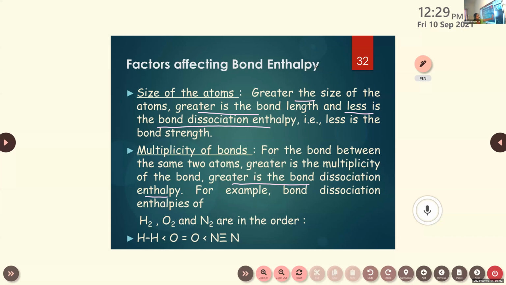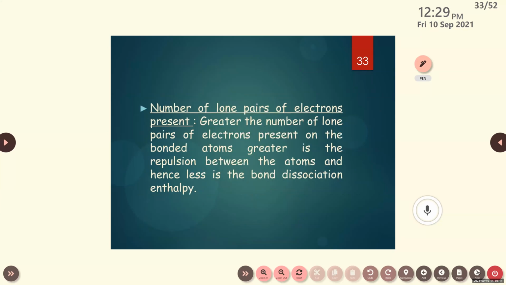Completed, children? Yes, ma'am. Okay, then one more factor is there. That's about the number of lone pairs of electrons present. What is a lone pair? A lone pair is the non-bonding pair of electrons.